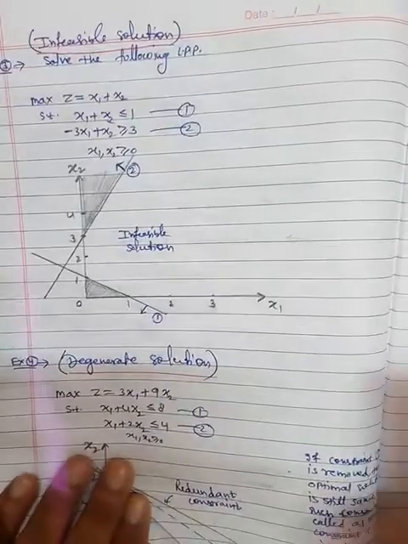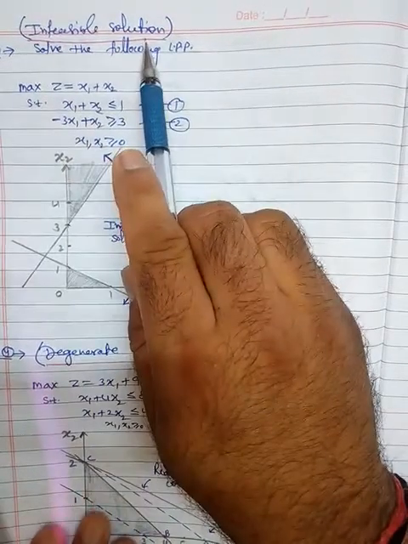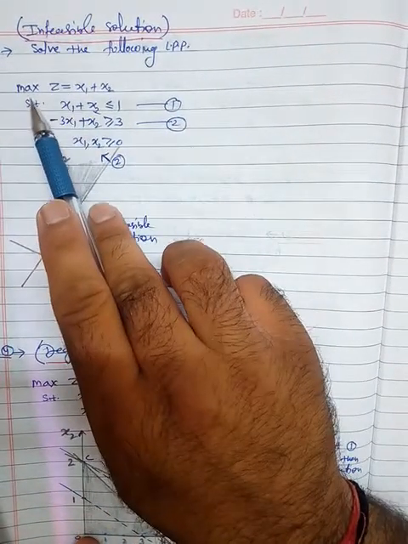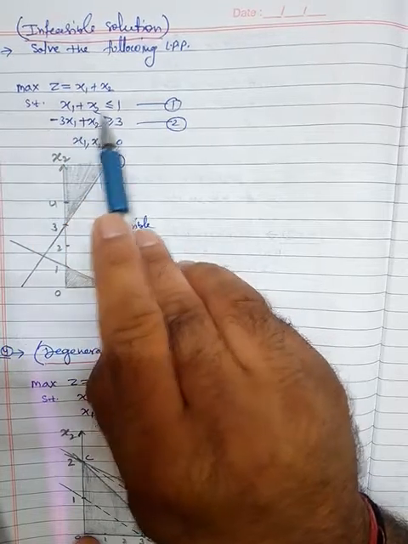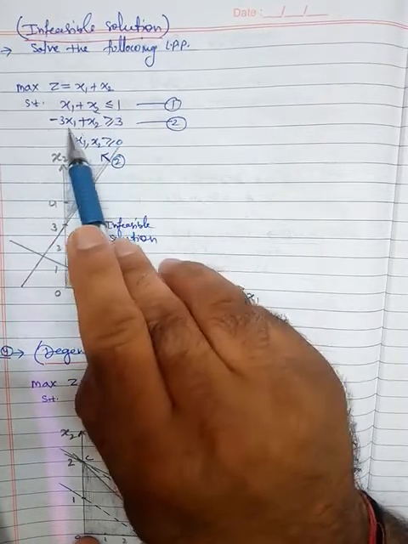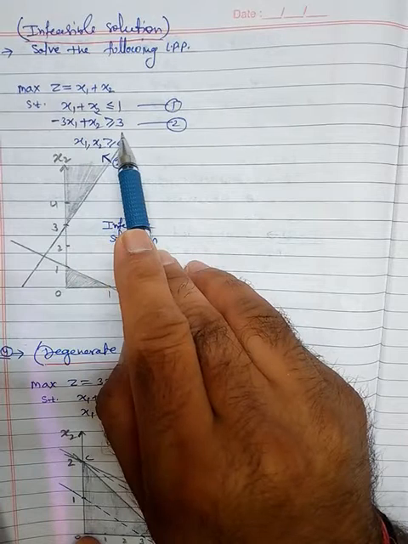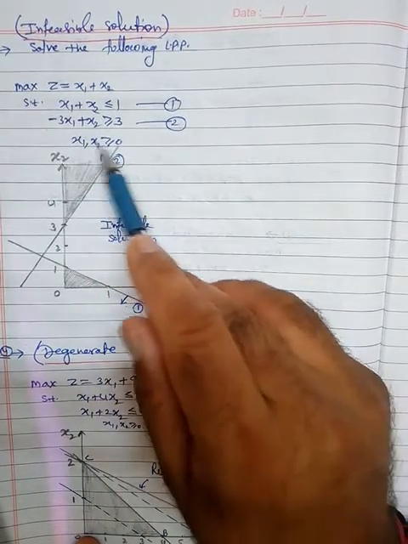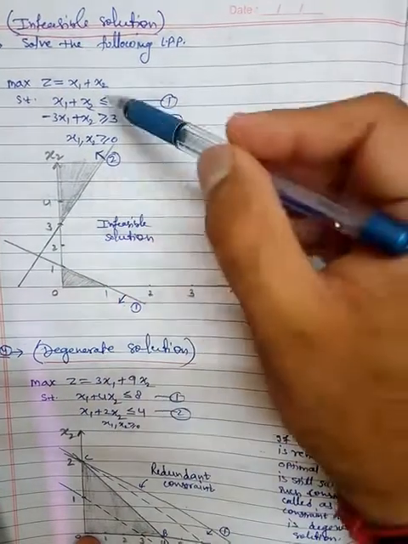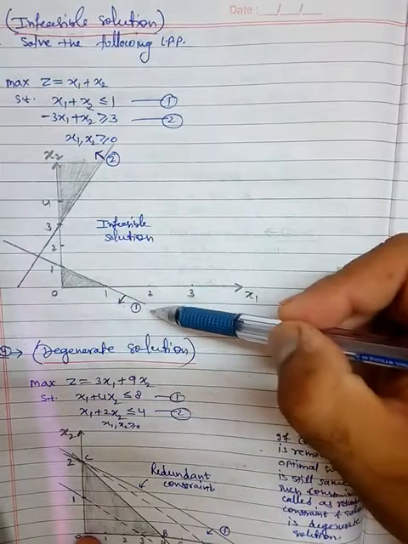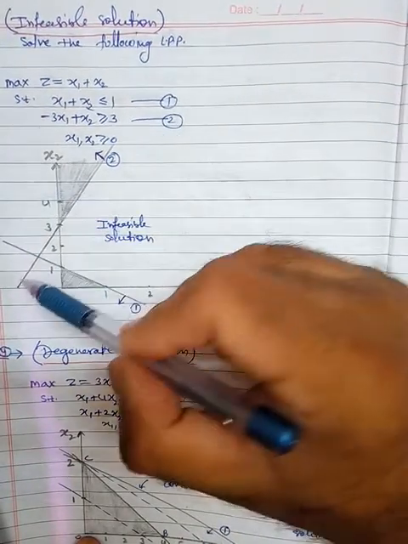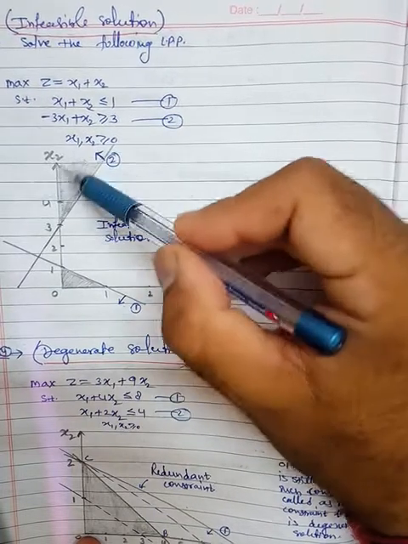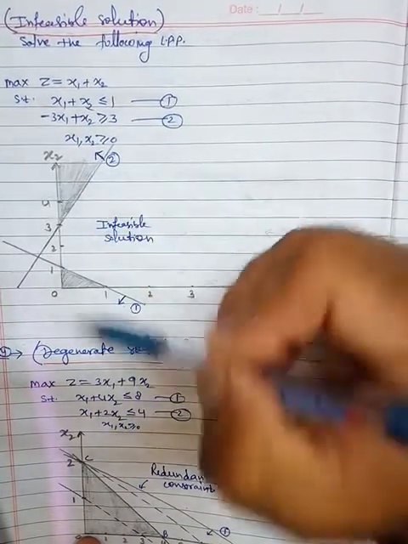The third case is the infeasible solution. We have this example: maximize z = x1 + x2 subject to x1 + x2 <= 1 and -3x1 + x2 >= 3, and x1, x2 both >= 0. When you draw the first constraint, we get this shaded part, and when you draw the second constraint, we get this line, and this is the area.